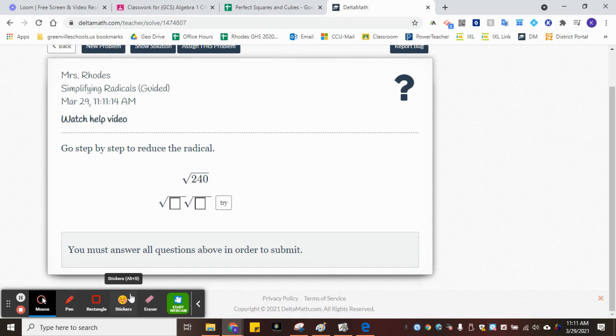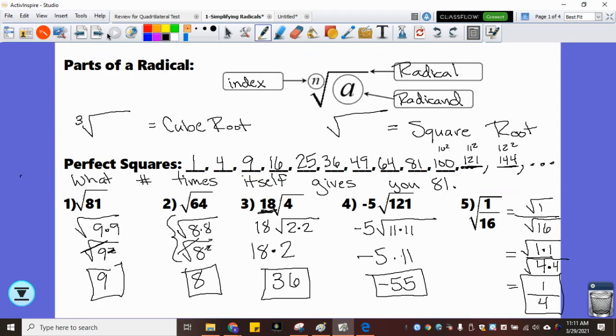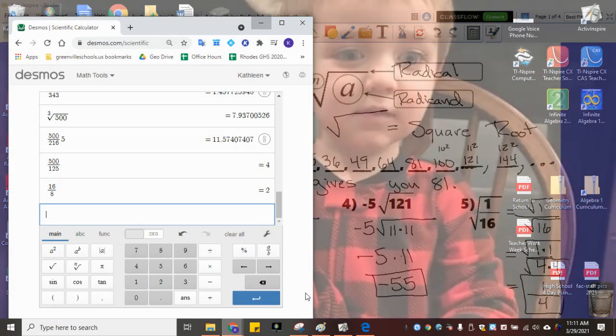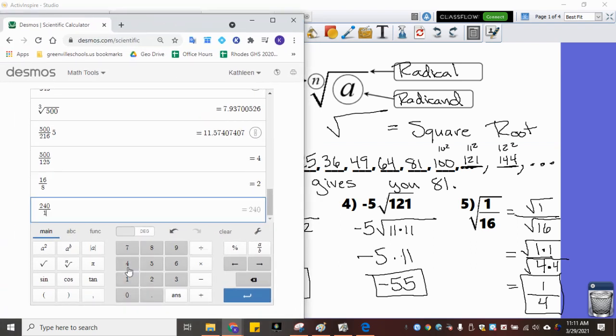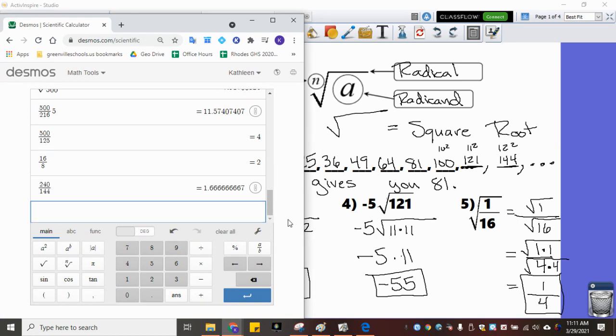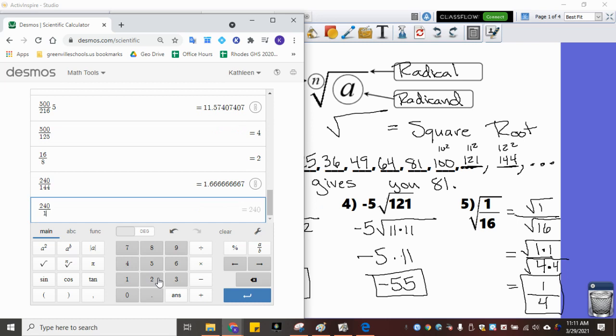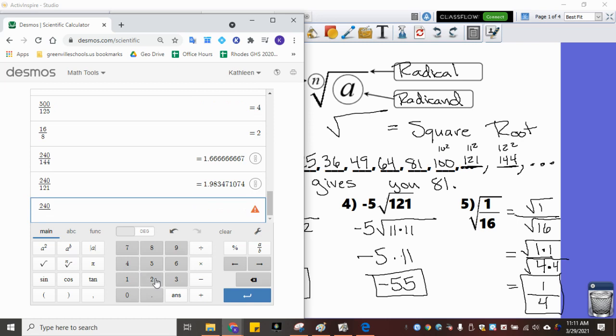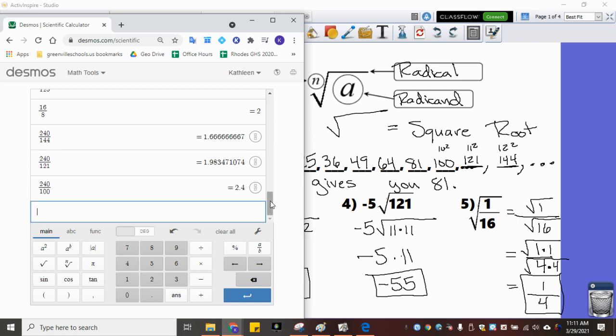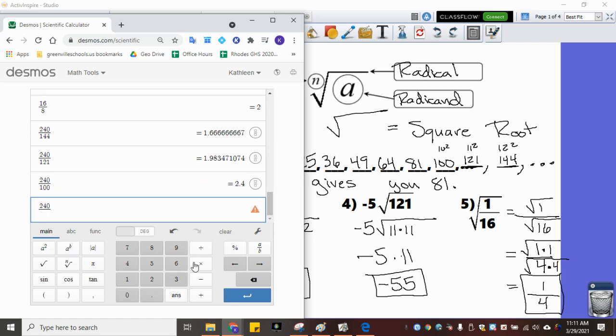Okay, so it says square root of 240 on mine, and so I need to know the biggest square root that goes into 240. So I'm looking at my square root list and looking for the biggest number that goes into 240. So 240 divided by 144, no. 240 divided by 121, again, no. I'm just going down this list, 100, no. I tried 100, I tried 81.